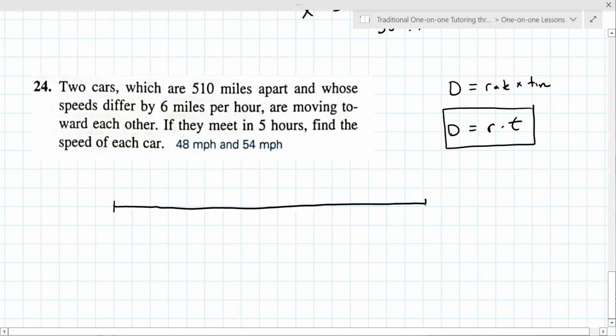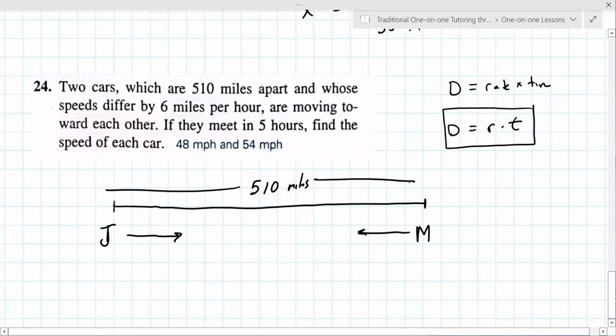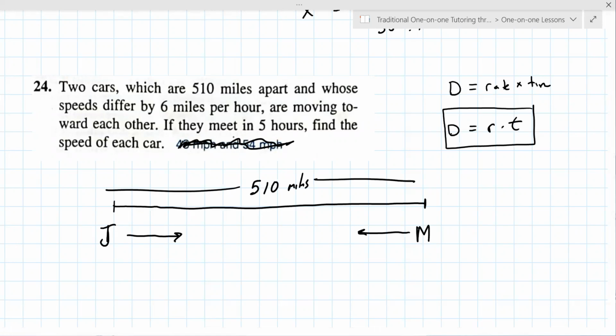So this is where it's good to have a picture. Let's say here's Joaquin, here's Matthew, and we're driving our cars, 510 miles apart. We don't know the rate though, so you gotta assign r to one of them. So who's moving faster? Are you moving faster or am I moving faster? I'm moving faster. I'm an irresponsible driver.